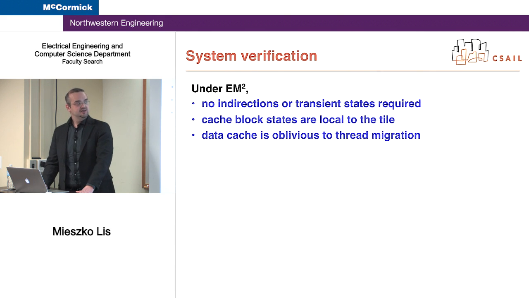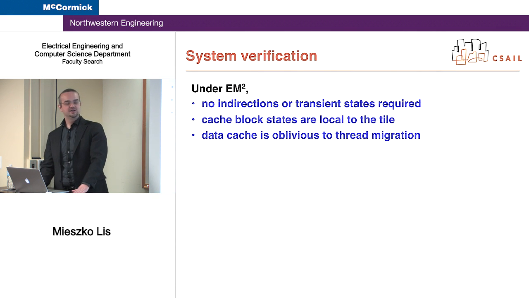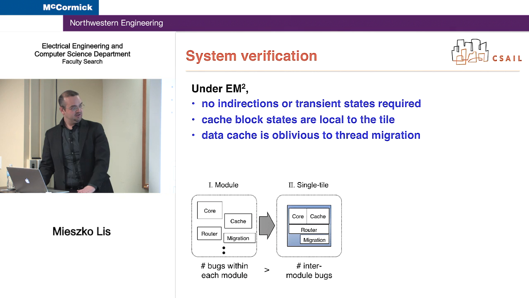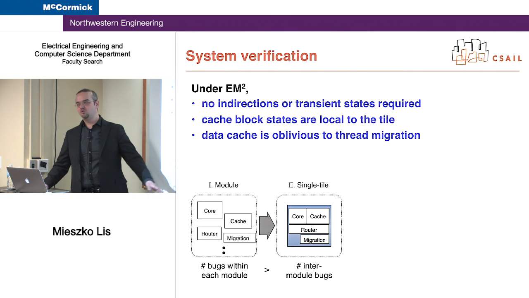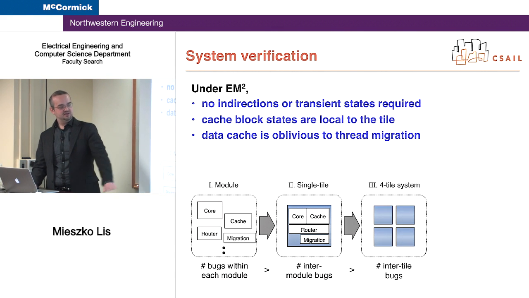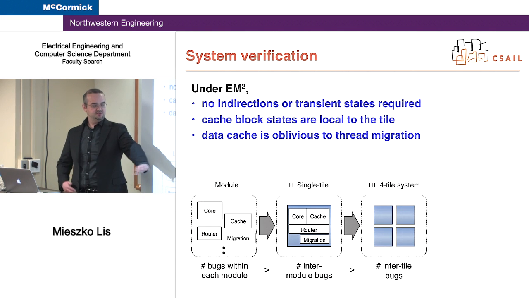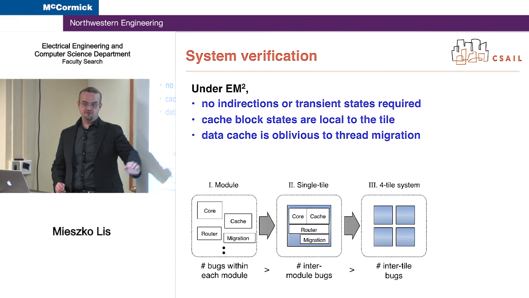So for us, there are no indirections or transient states. Basically, what you see is what you get, or what you see is what you have to verify. Everything is local to the tile. There's no global state that you have to keep track of. So verification was pretty simple. Number of bugs: when we did verification, of course, module bugs exceeded the number of bugs in a single tile, but most of our verification for the entire system was done on a four tile system.